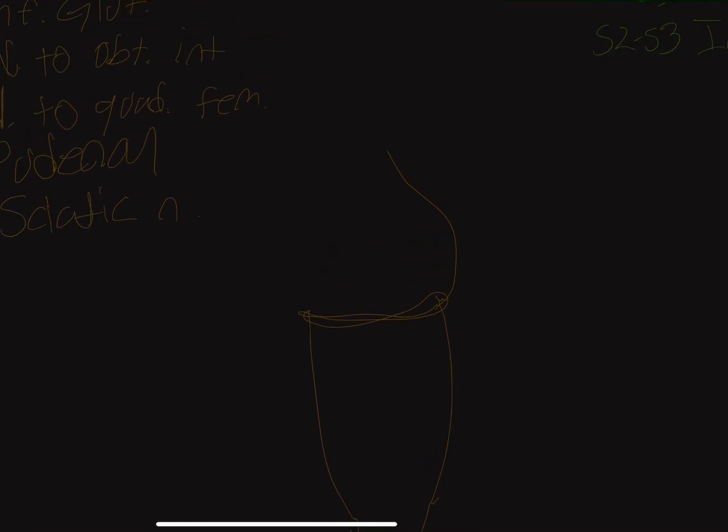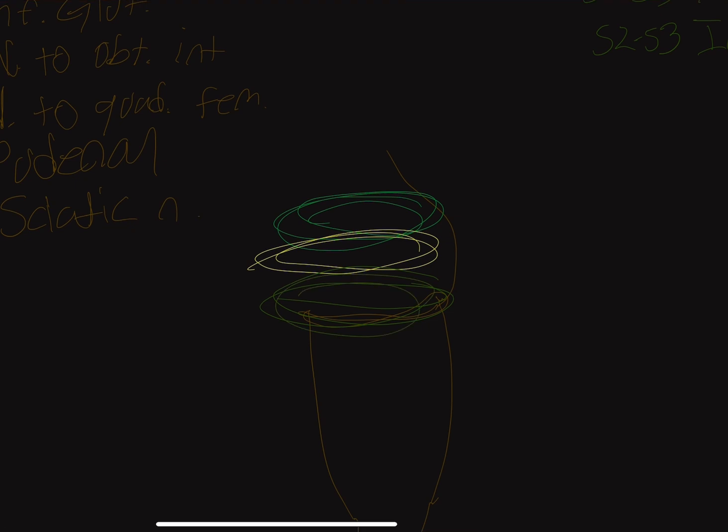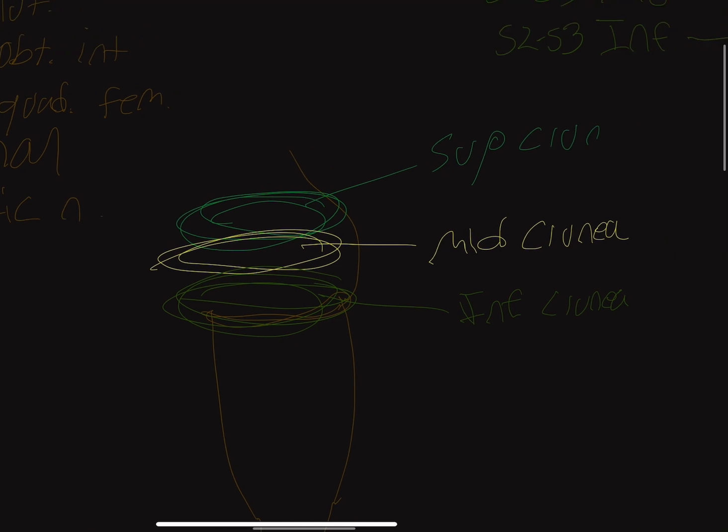So your cluneal nerves, right? Your cluneal nerves are going to kind of do, let's see, we do those three. Maybe your superior right there, your middle, and your inferior, right? So superior cluneal, your middle cluneal, and then your inferior cluneal. There we go. Here, I'll just finish the words for all of them. Okay. Right?